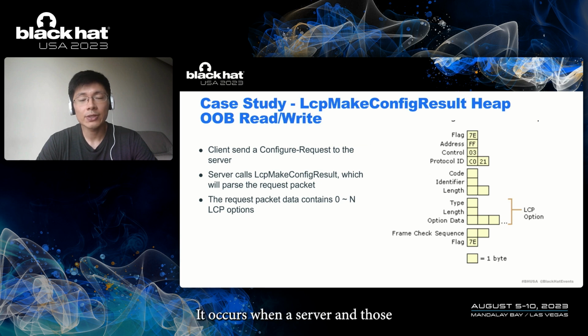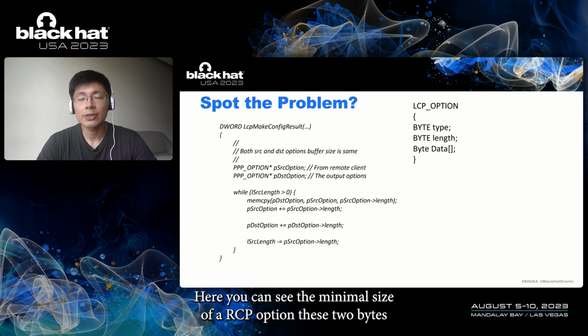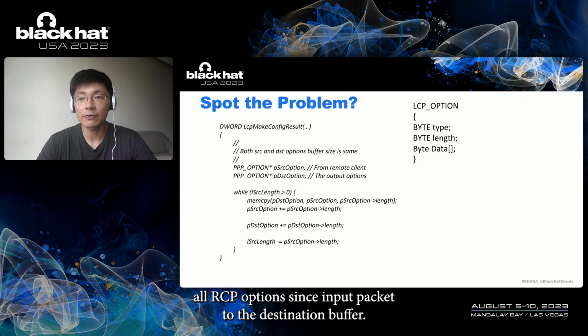It occurs when the server handles a malformed LCP configure request. An LCP configure request contains multiple LCP options. As defined in the upper right here, you can see the minimal size of an LCP option is 2 bytes. And the vulnerable code just simply copies all LCP options in the input packet to the destination buffer.